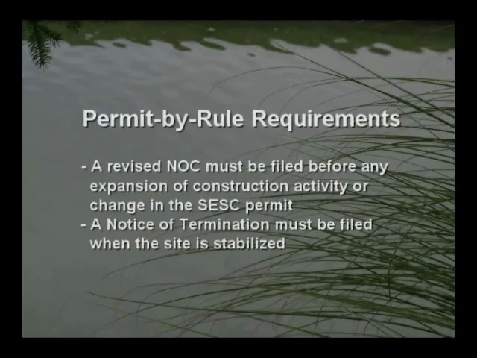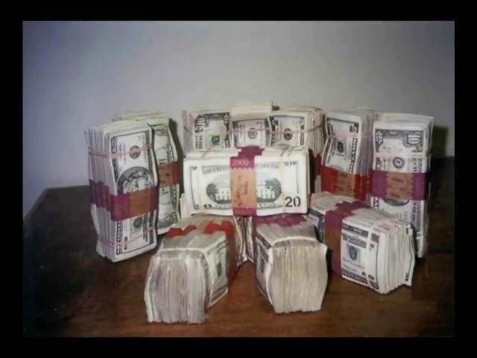The permittee must file a revised notice of coverage form before any expansion of the construction activity or change in the local SCSC permit. The permittee must file a notice of termination for sites greater than 5 acres when the site is stabilized. If this is not done, coverage, including the inspection requirements, remain in effect. Failure by the permittee to meet these requirements is a violation of Part 31 and is subject to the fines and penalties of up to $25,000 per day per violation.